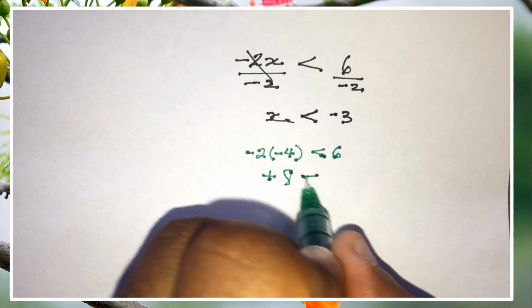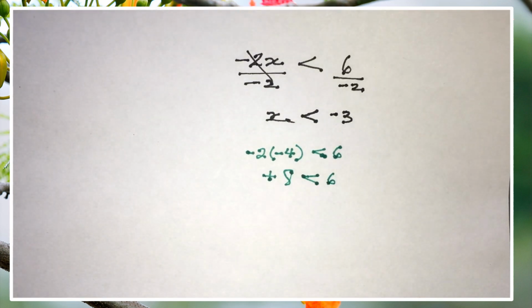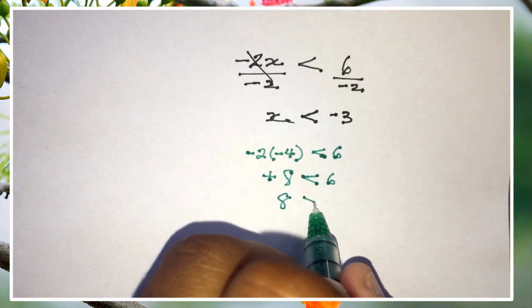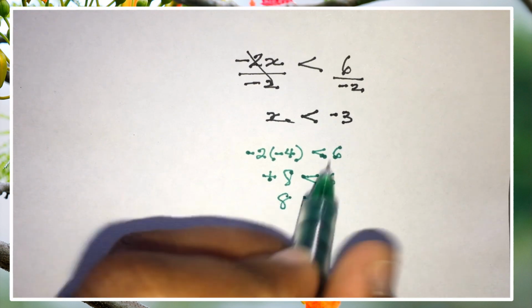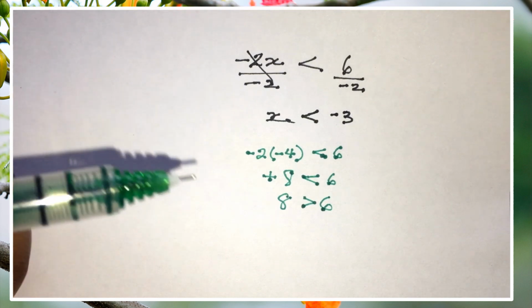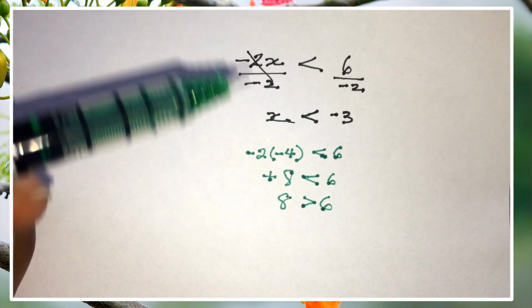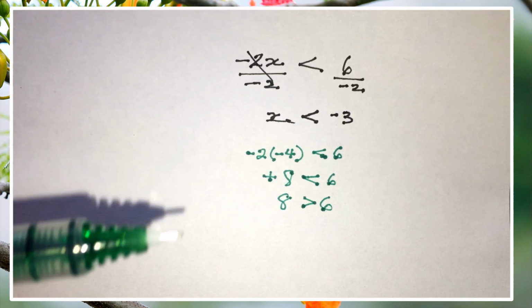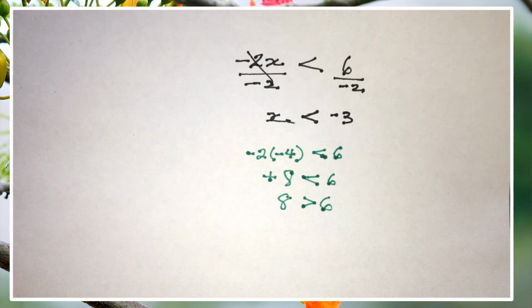And is 8 less than 6? Not exactly. To make this correct, we have to say 8 is greater than 6. We have to flip the sign. So this is why when we divide by a negative or multiply by a negative, we have to switch the sign in order for the results to make sense. Got you?